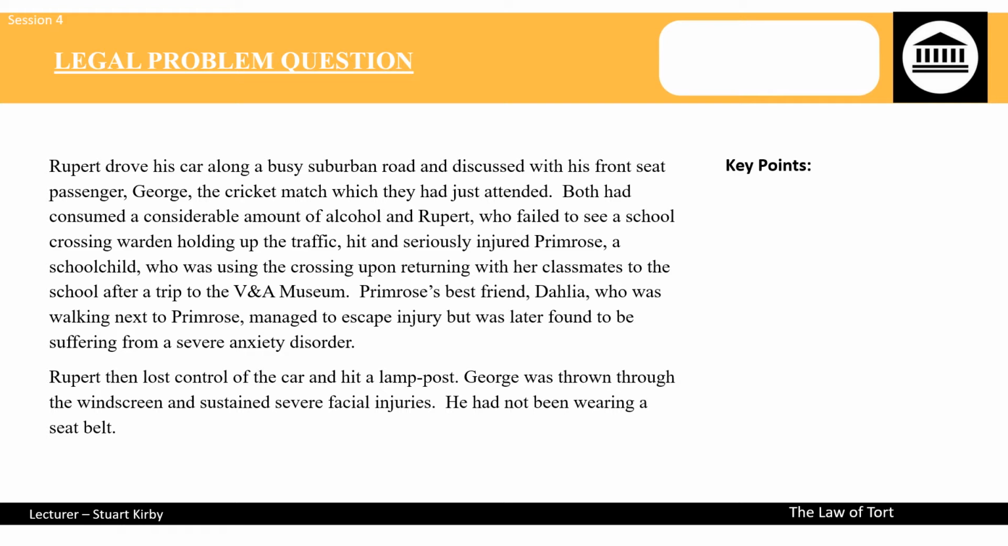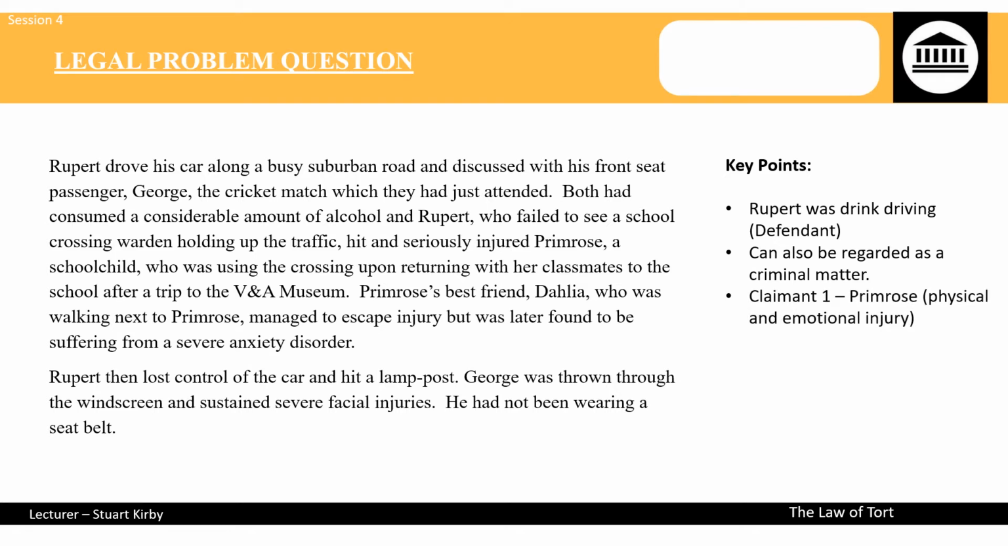Okay, so what you do is you look to extract the key points. We've talked about the fact that Rupert, and we need to start naming their actual legal titles, if you like. So Rupert has been accused of this, and so therefore he is the defendant. Just another point to note, that this can also be regarded as a criminal matter, because driving under the influence of alcohol is also a criminal offence in the UK, so you could actually mention that as a little side point in the introduction. And then we talk about those that are looking to make a claim against Rupert.